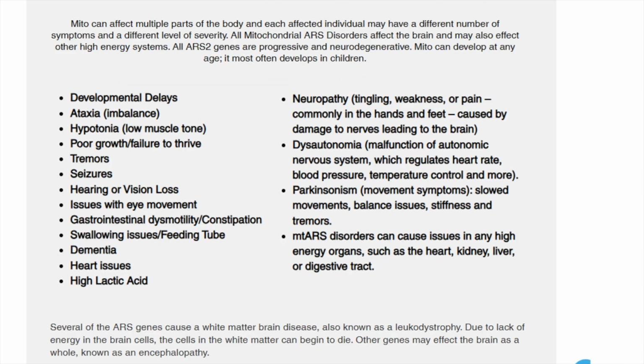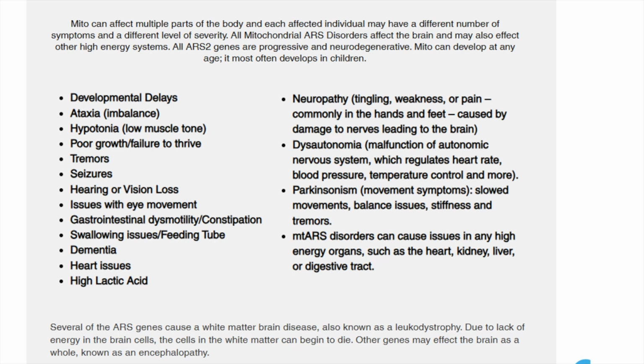It's more common than any other inborn error of metabolism. And I already talked about some of the symptoms, and this goes over some of the common symptoms that we see in mitochondrial ARS disorders. And what's really interesting about these disorders is that every gene is a little bit unique in that they don't all look the same. So if you have AARS2, you might look very different than someone who has IARS2.